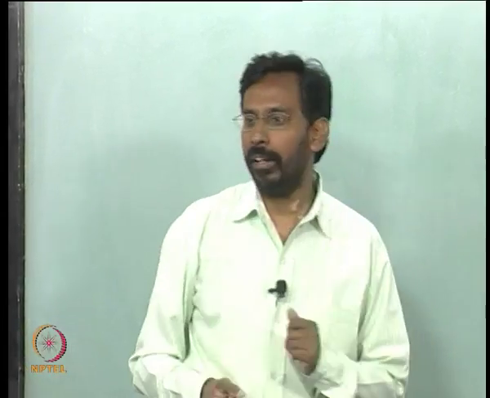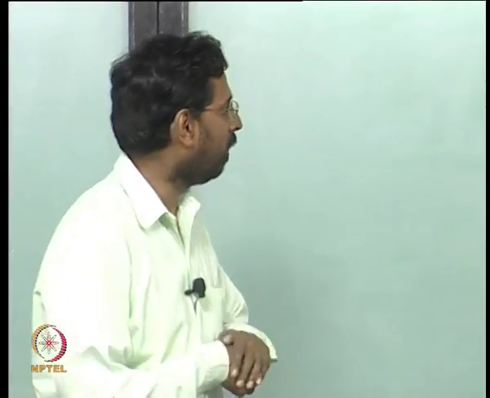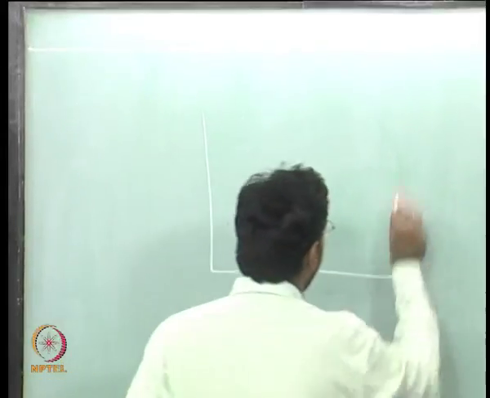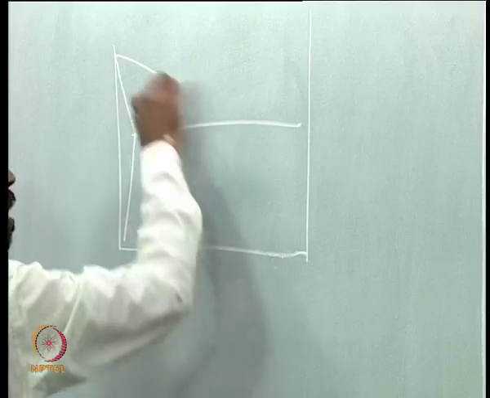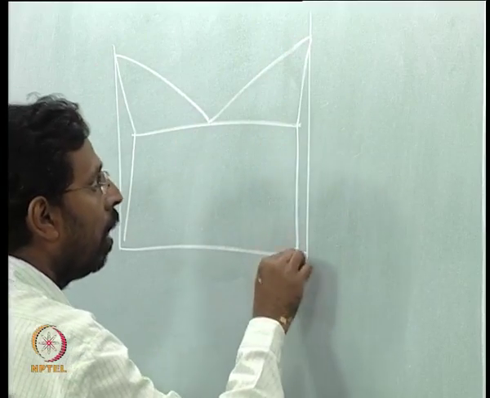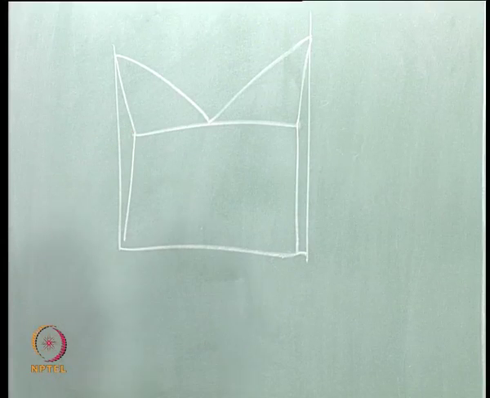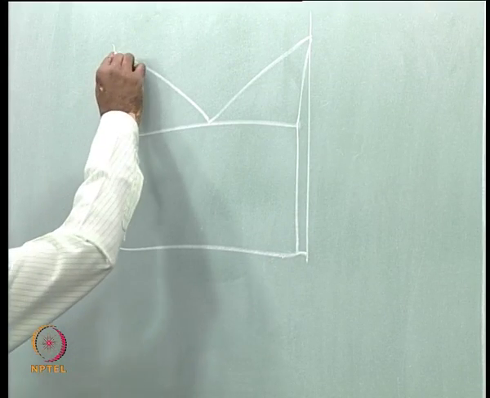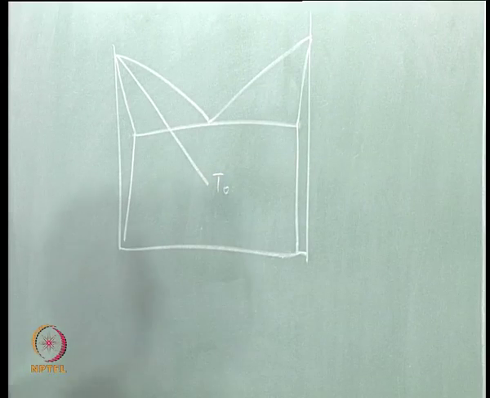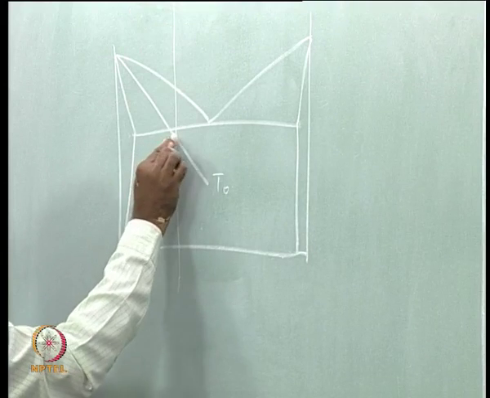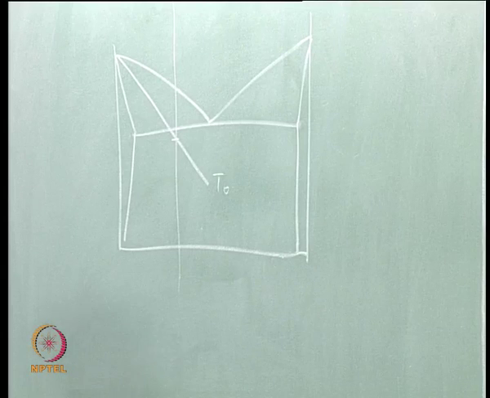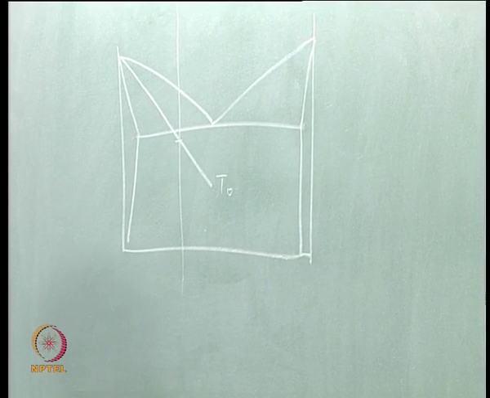Okay, let us continue where we left off last class. In the last class we were talking about the T naught curve, and we said any alloy that you choose, if you can bring it below the T naught, then we are at a condition where there is a possibility of partitionless solidification. I said there is a possibility of.